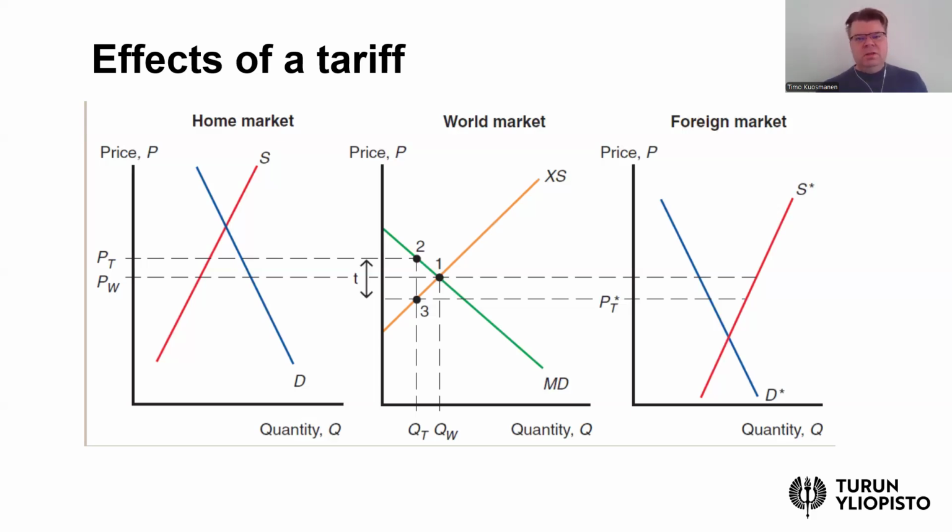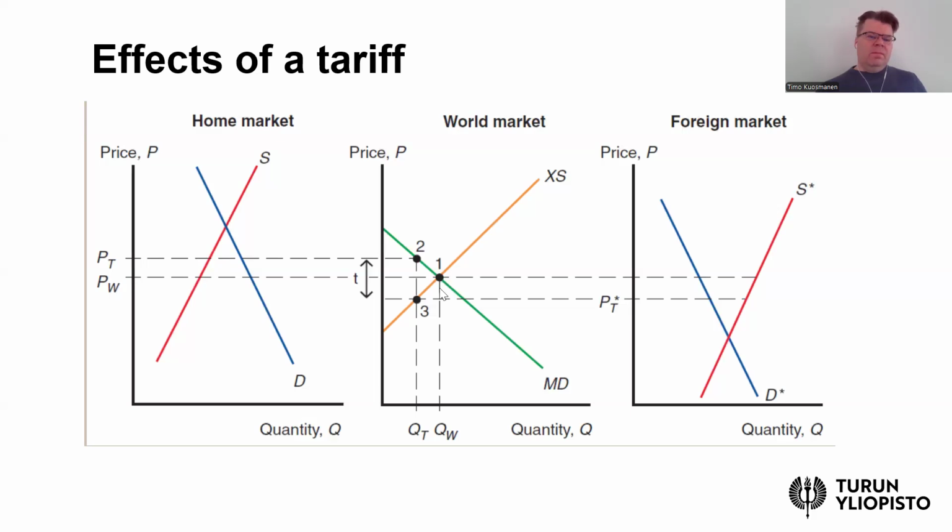So initially, in the situation without tariffs, the world market will have an equilibrium at point 1, where demand equals supply, as usual in this kind of example. So what does this market equilibrium mean for trade?